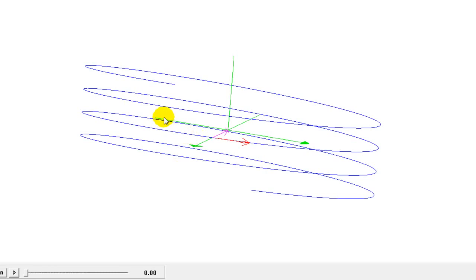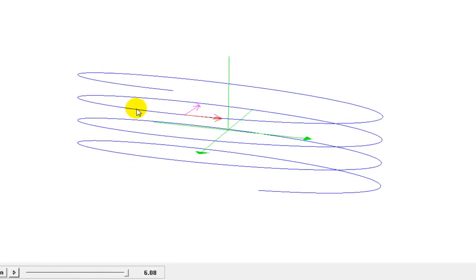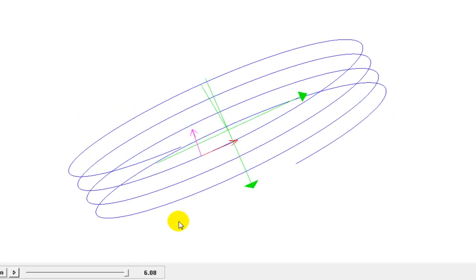In this graph we see a space curve in blue. The red vector is the unit tangent vector, and this purple vector here is the unit normal vector. And notice that as t increases, those two vectors remain orthogonal or perpendicular to one another. So again, the purple vector is the unit normal vector, and the red vector is the unit tangent vector.